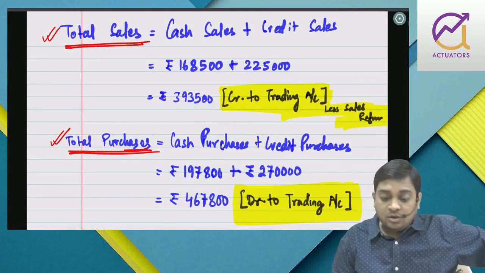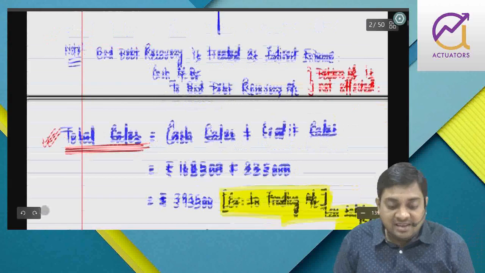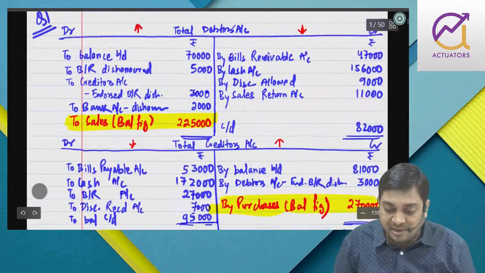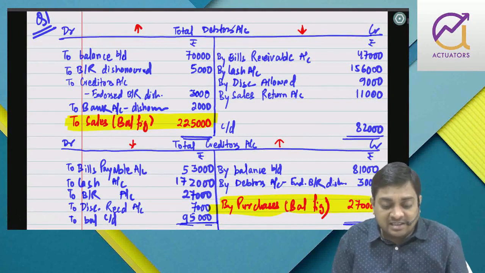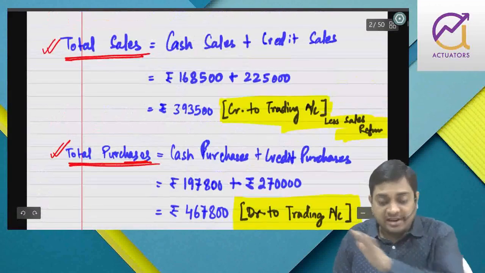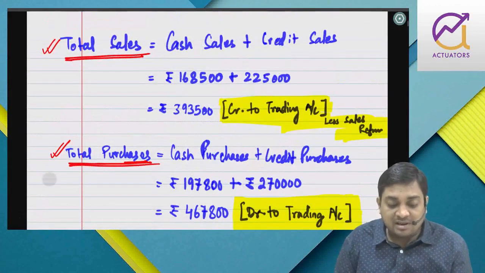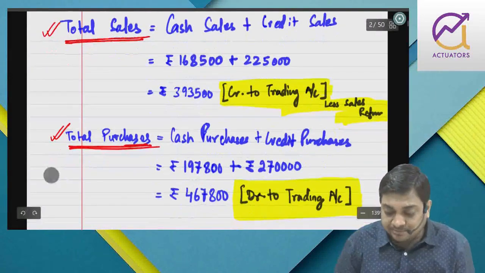Right? So like this, they will give us information so that we will be able to prepare our debtors and creditors. So for debtors, we got credit sale, we will add cash sales and then put it on the credit side of trading account, and similarly we will do for purchases, right?